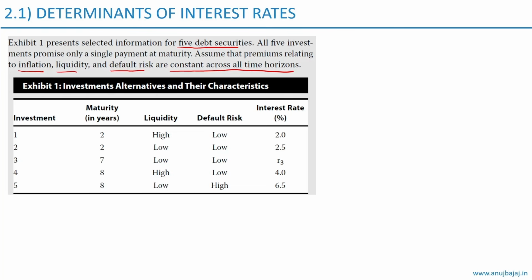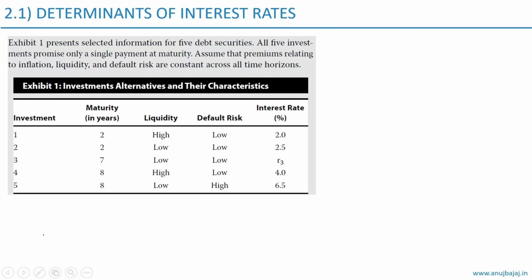Be careful over here. The liquidity here is the liquidity profile and not the liquidity risk. Investment 1 has high liquidity, which is a good thing. Therefore, it has low liquidity risk. Whereas investment 2 has low liquidity, which implies that it has high liquidity risk. So this is not the liquidity risk, rather the liquidity profile.